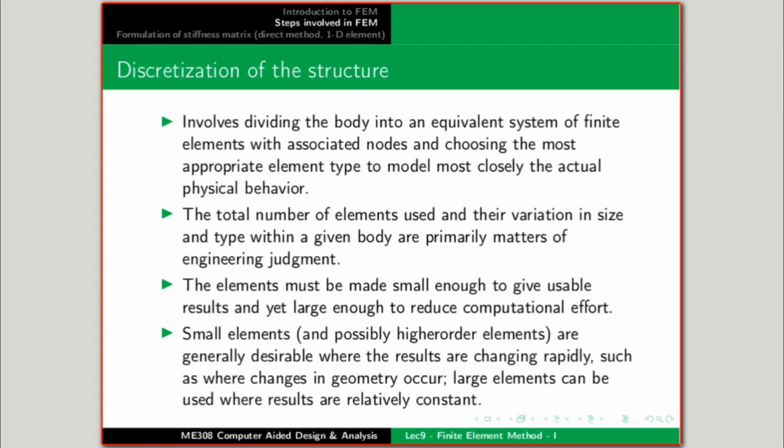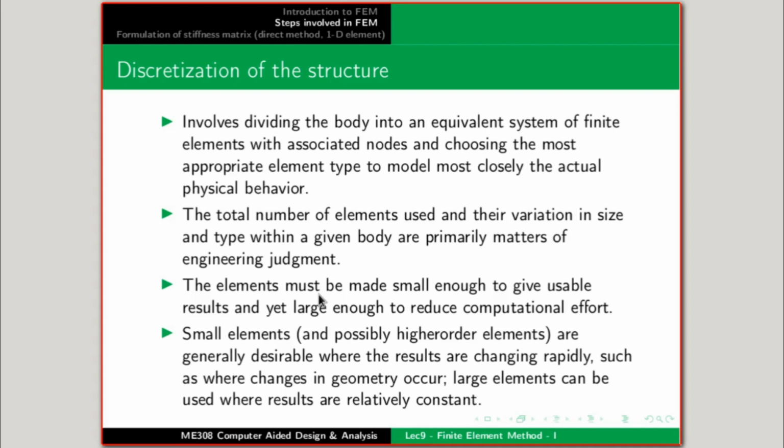Discretization of the structure. Discretization involves dividing the body into an equivalent system of finite elements with associated nodes. Depending upon the nature of the problem, the total number of elements to be used, their variation in size and type are to be chosen appropriately. The size of the element and variation of size is decided as a trade-off between the required accuracy of the result and the computational effort.